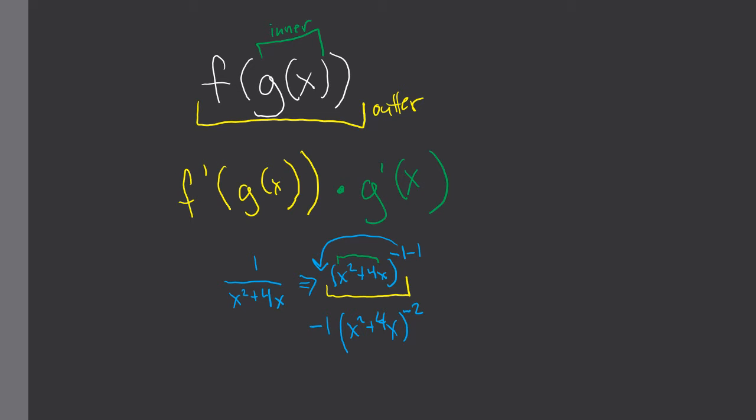Then we multiply by the derivative of the inner function. The derivative of x squared is 2x, plus the derivative of 4x, which is 4. We clean everything up. This negative 1 stays. 2x plus 4 has the positive exponent. And then x squared plus 4x, that quantity squared, this is our derivative with respect to x.